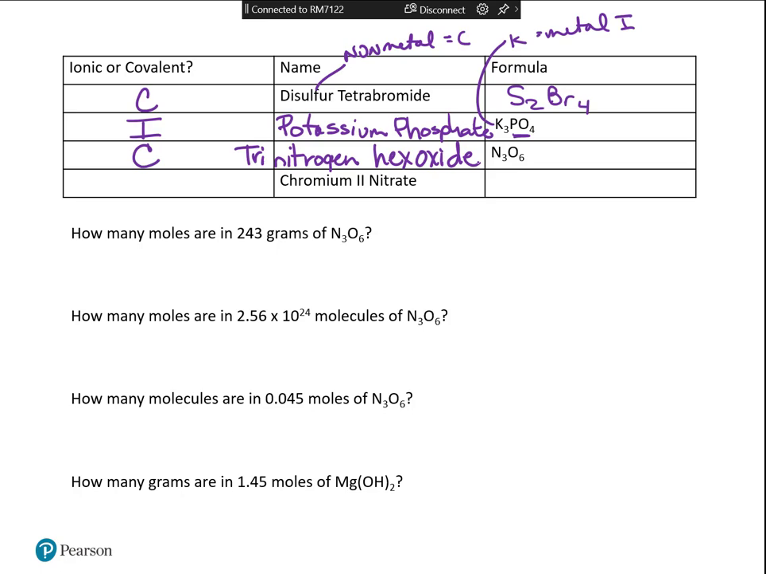Last one, chromium 2 nitrate, sorry, ionic or covalent? Ionic, because chromium is to the left of the zigzag line. If the first element is a metal, it's an ionic compound, right? So now, this one's the one that, what do you have to do? To figure out the formula, you first write down the symbol. So what's the symbol for chromium? Cr. And what's its charge? It's a +2 because that's the Roman numeral. Remember, the Roman numeral tells you the charge. So that's a +2. And then nitrate.